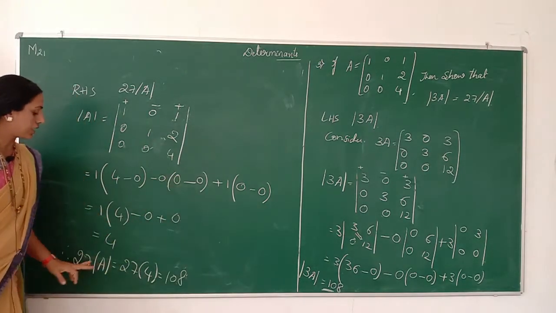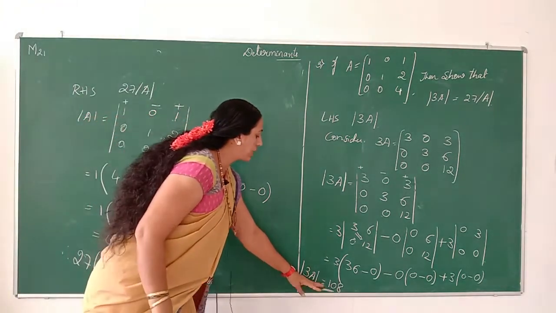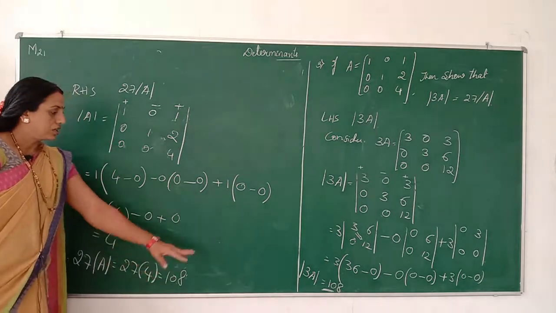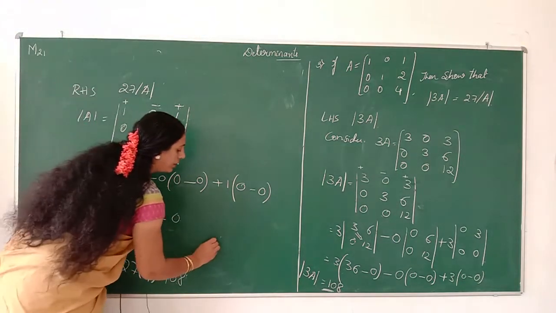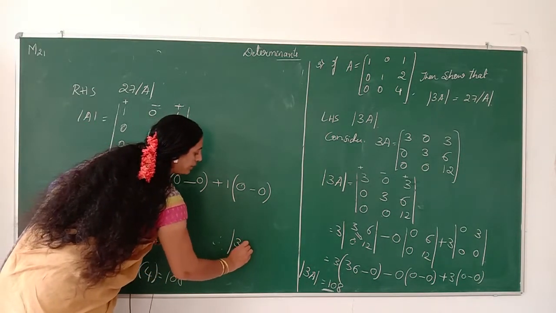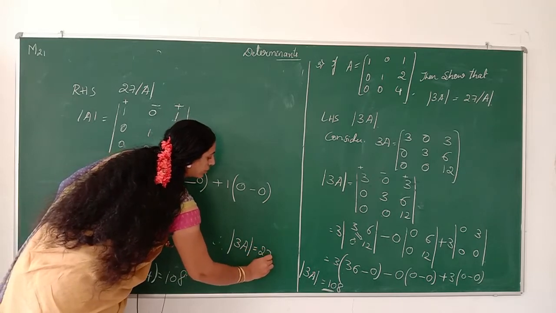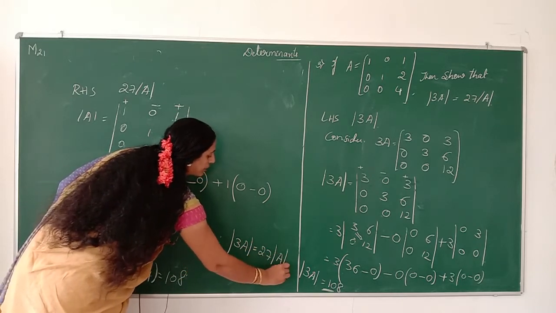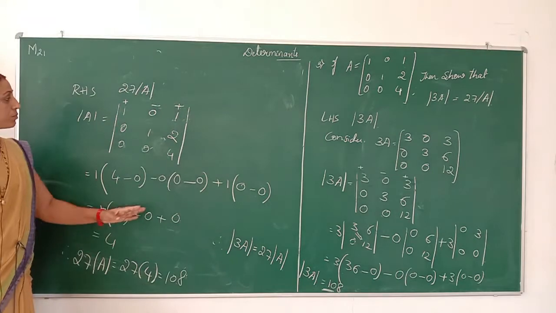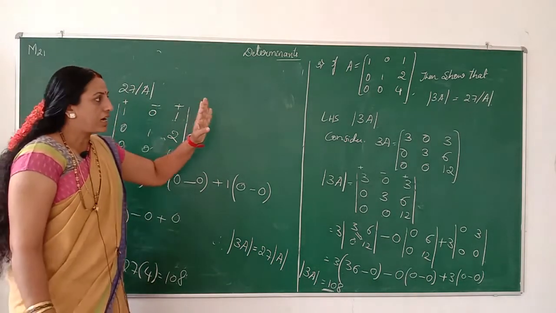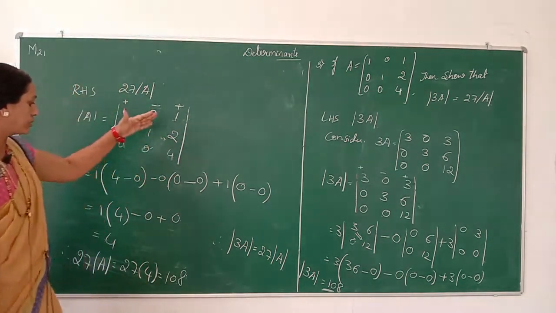So that is the RHS. We compare both the LHS and the RHS, and the values are equal. Therefore, the determinant of 3 into A is equal to 27 into the determinant of A. So that is one of the basic properties of scalar multiplication of matrices.